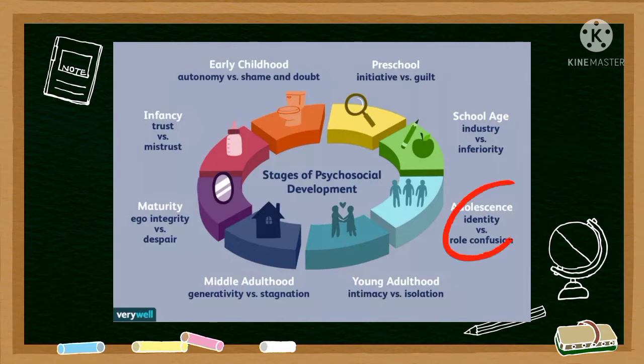The fifth psychosocial stage is identity versus role confusion. This psychosocial stage takes place during the often turbulent teenage years. This stage plays an essential role in developing a sense of personal identity, which will continue to influence behavior and development for the rest of a person's life. The sixth stage of psychosocial development is intimacy versus isolation.